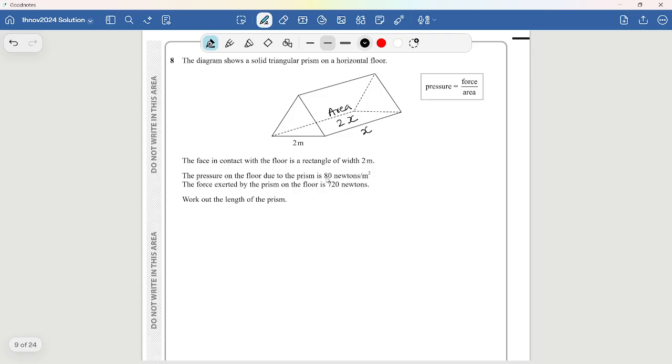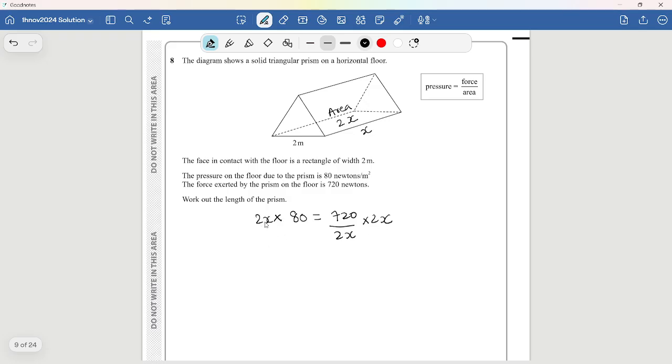We have already got the pressure and force, and the formula to find pressure is force over area. Substituting these values, the pressure is 80 and the force is 720 over the area, which is 2x. To find x, we need to make it the subject of our equation. So I multiply by 2x on both sides.